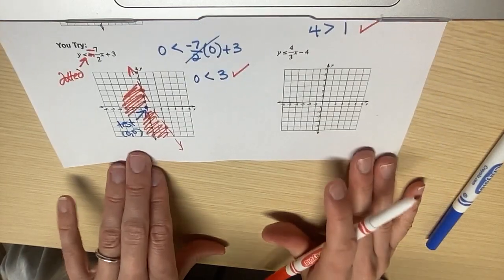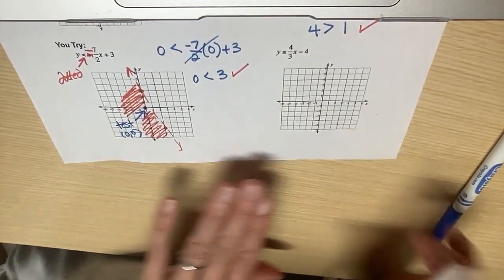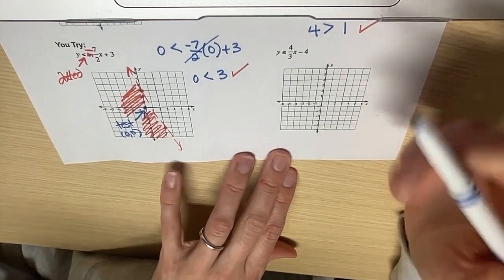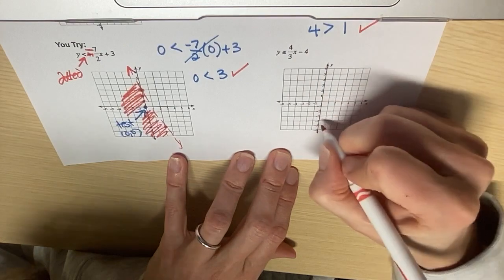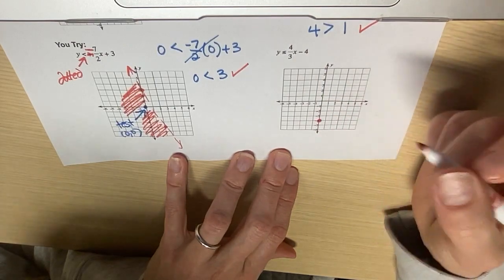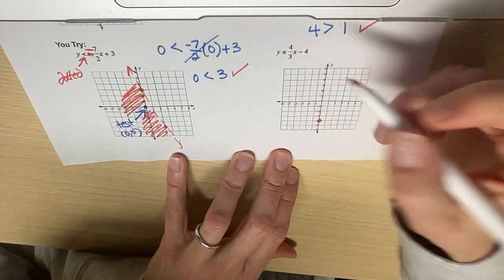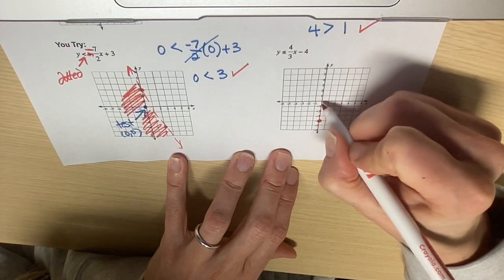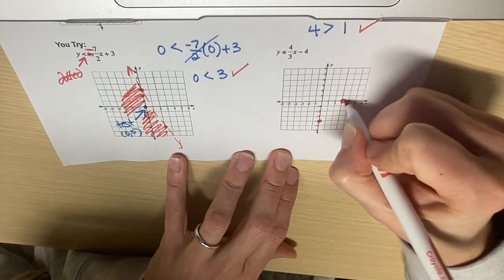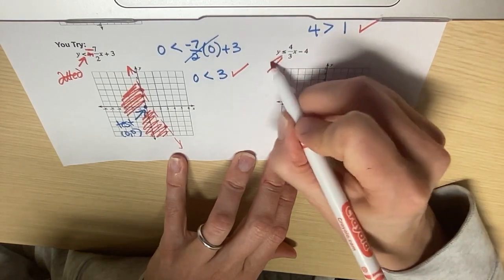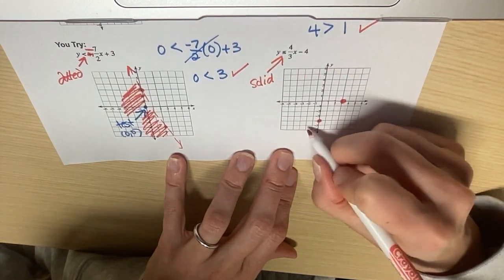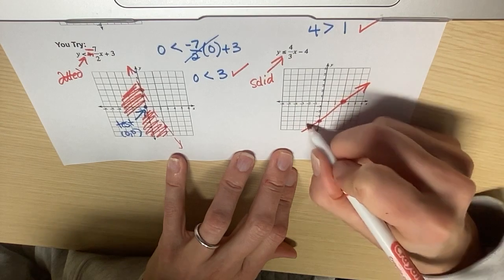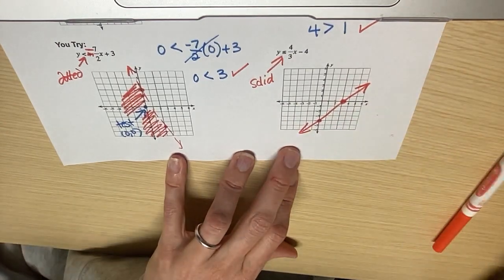Hopefully you tried the next one if you paused it. Okay, so we're going to start with our y-intercept of -4. And then we're going to go up 4 and over 3. So 1, 2, 3, 4, 1, 2, 3. Here's our second point. This is going to be a solid line this time because it's a less than or equal to. So solid line.